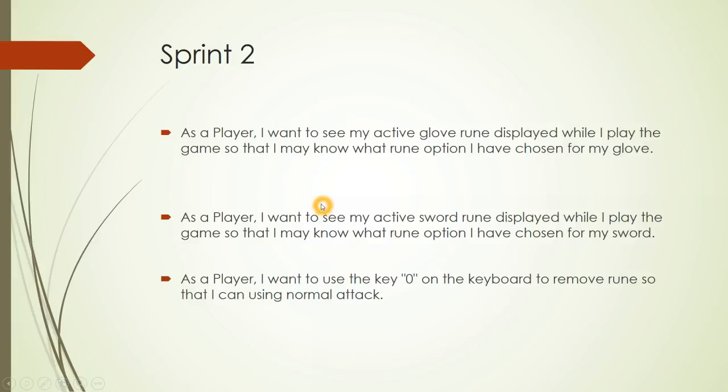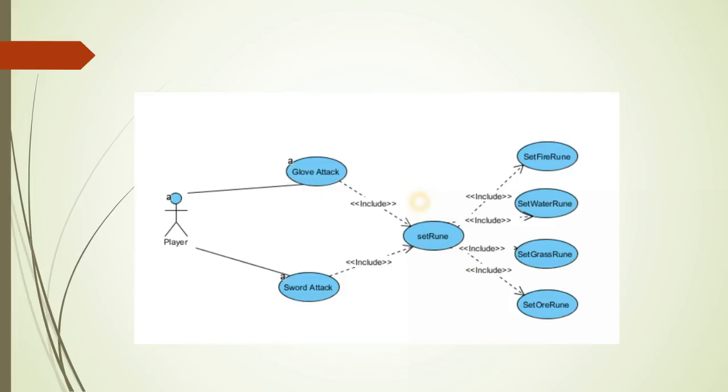And my user story in Sprint 2 is: as a player, I want to see my active glove rune displayed when I play the game so that I may know what rune option I have chosen for my glove. As a player, I want to see my active sword rune displayed while I play the game so that I may know what rune option I have chosen for my sword. As a player, I want to use key 0 on the keyboard to remove the rune so that I can use normal attack. So here is the use case diagram.